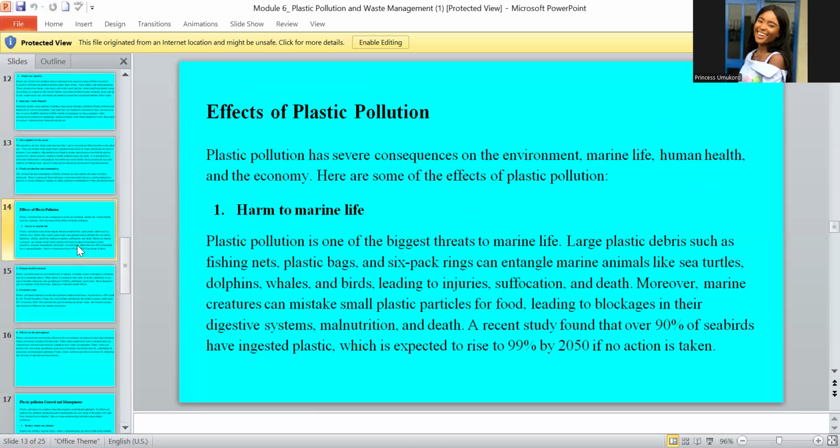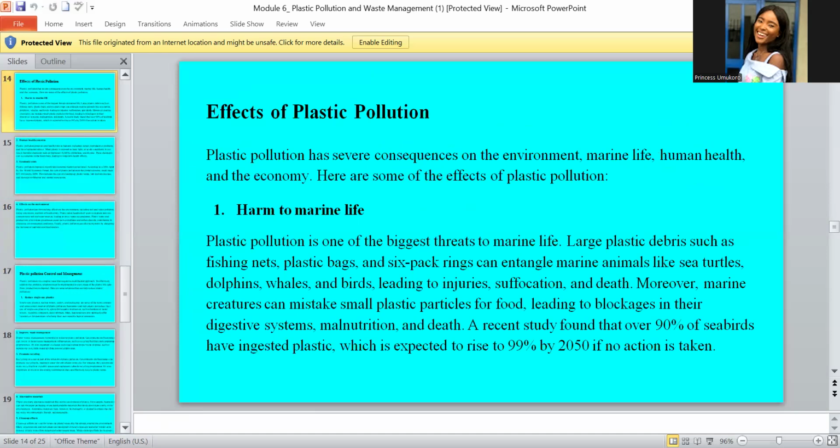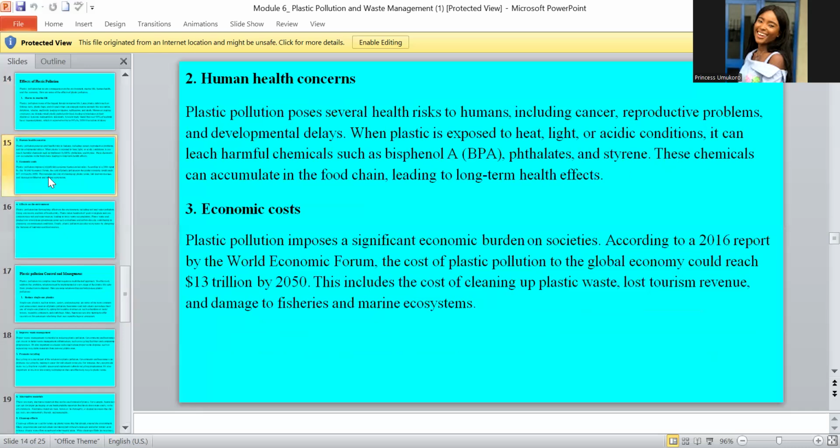So, what are the effects of plastic pollution? Number one, we have harm to marine life. Plastic pollution is one of the biggest threats to marine life. Large plastic debris, such as fishing nets, plastic bags, and six-pack rings, can entangle marine animals like sea turtles, dolphins, whales, and birds, leading to injuries, suffocation, and death.